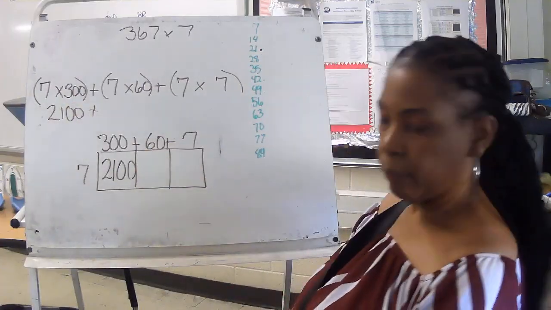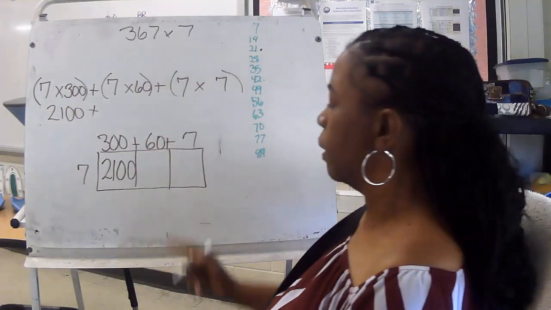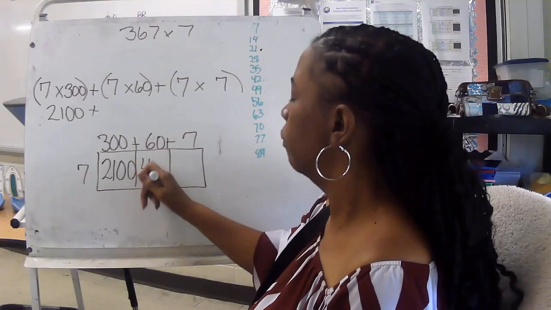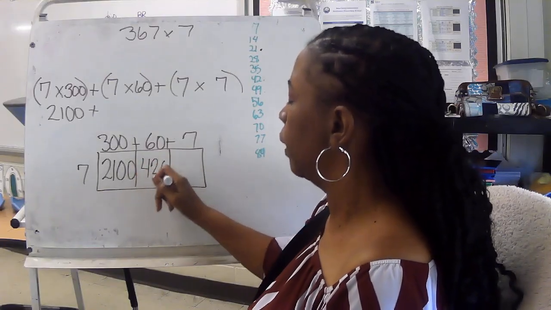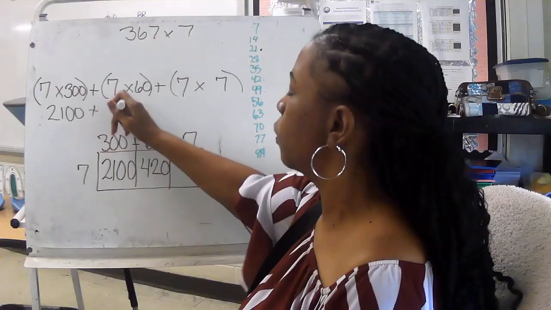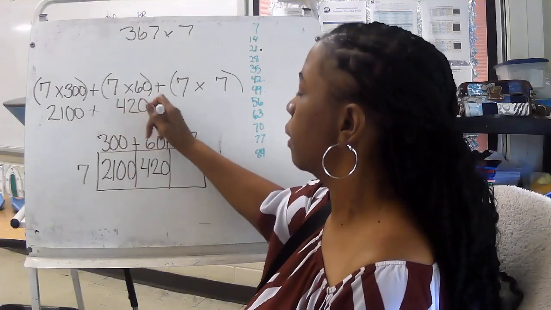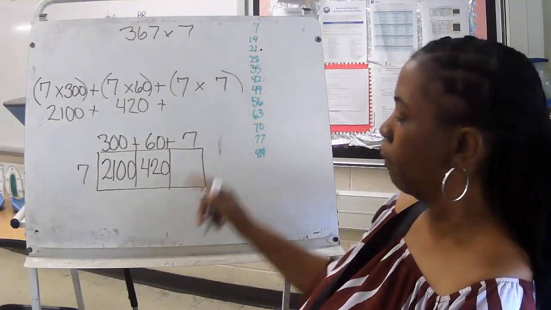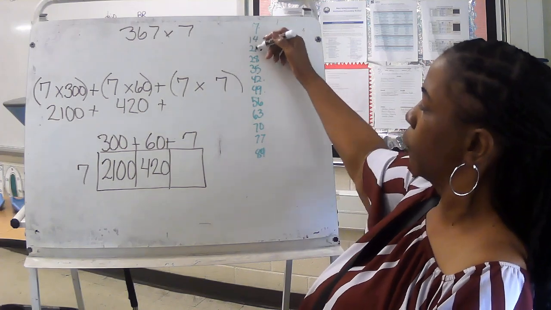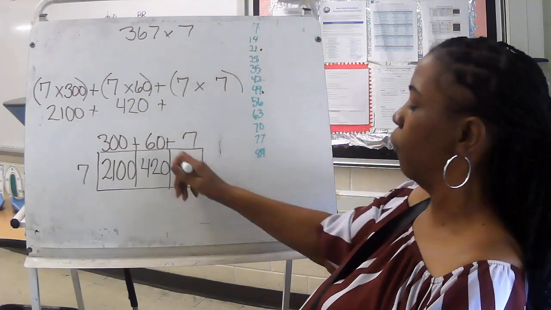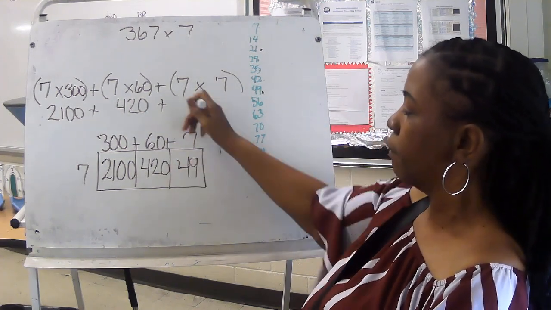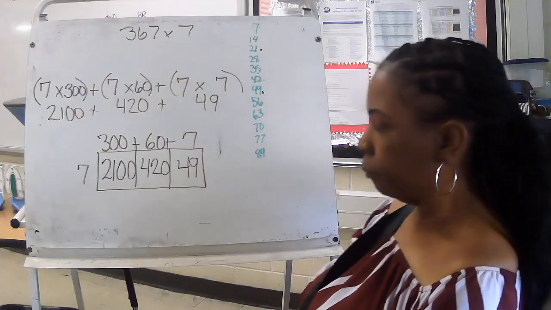Plus. Okay? 7 times 6, 42. Drop that 0 down. 7 times 6, we just did it, 42. Drop that 0 down. Okay? Now we're going to go down 7. 1, 2, 3, 4, 5, 6, 7. That gives us 49. 7 times 7, 49.